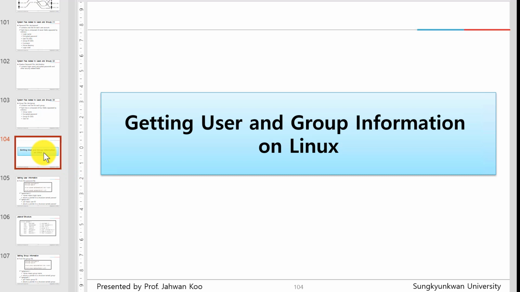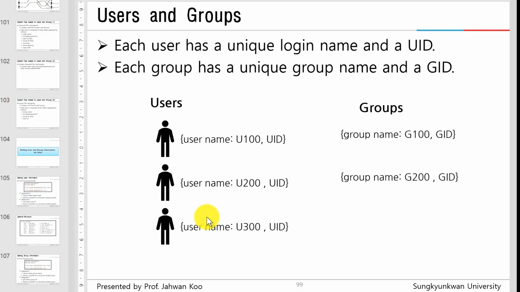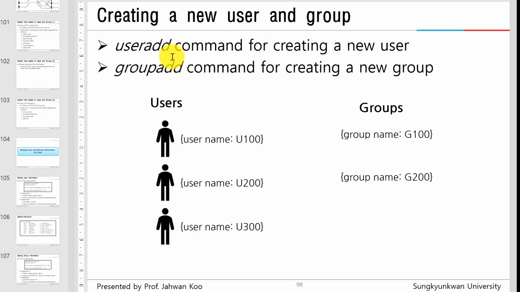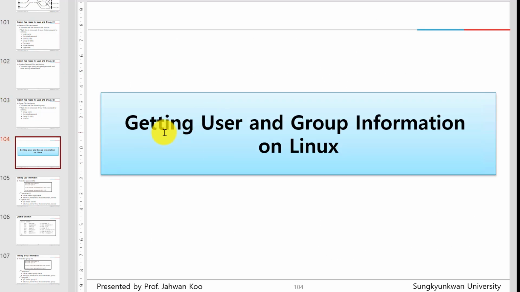In the previous lecture, we created users U100, 200, 300 by using the useradd command. And we created groups G100, 200 by using the groupadd command. Today, I'm going to talk about how to get user and group information using the related library functions.